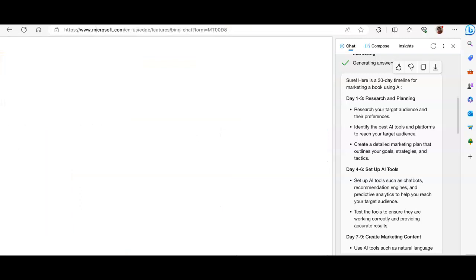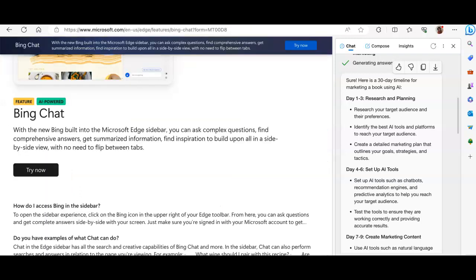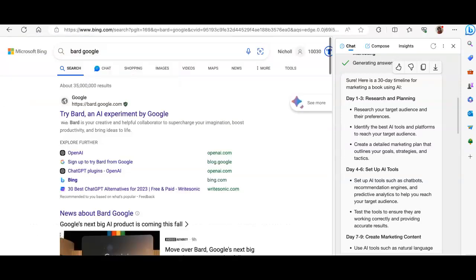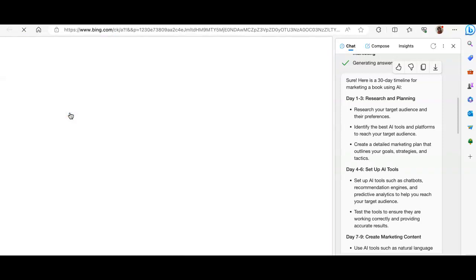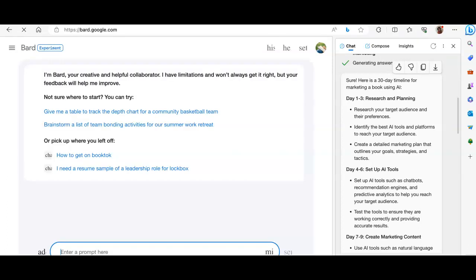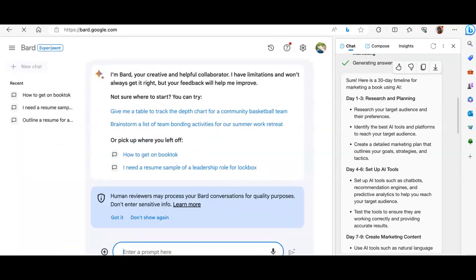I used Bing Chat for the 30-day timeline, but now I'm going to use Bard, Google Bard, which is another chat that we can ask questions. I'm sure there are going to be so many others that come out, but these, I like them. They're easy to work with. ChatGPT is out there as well. So follow along as we're putting this information together, okay?